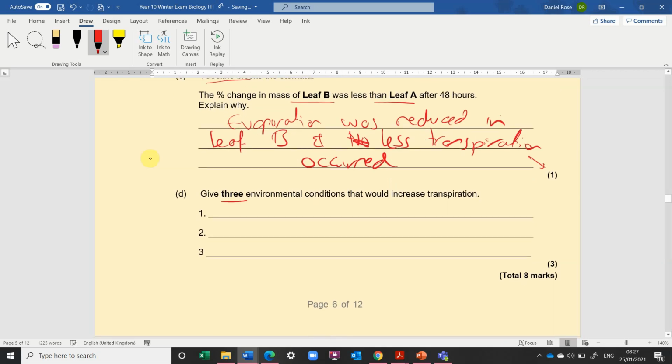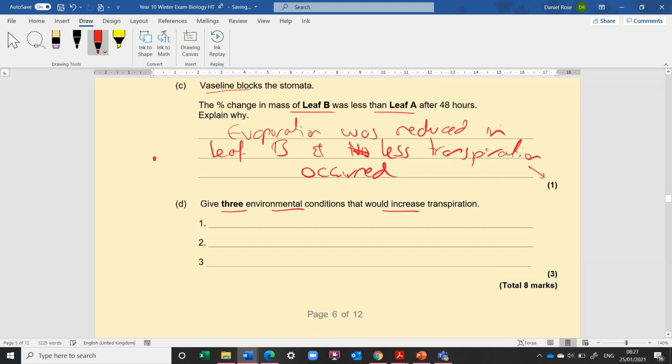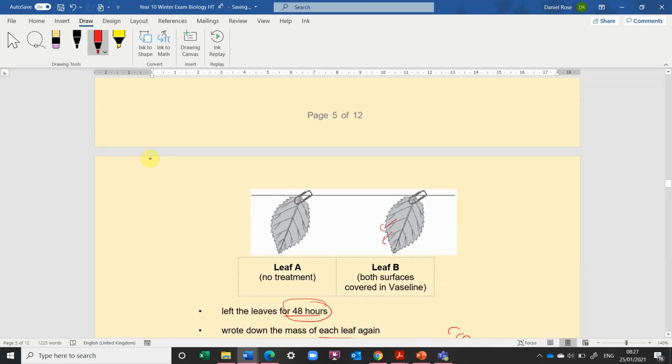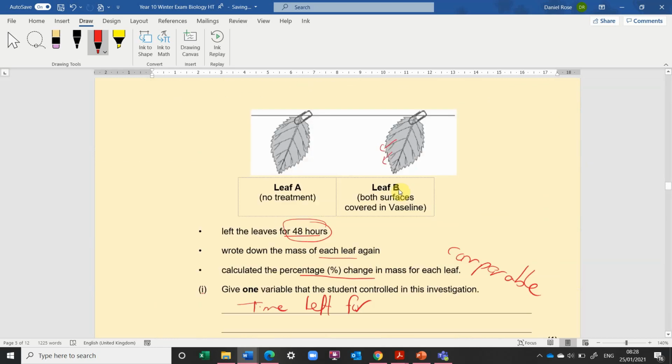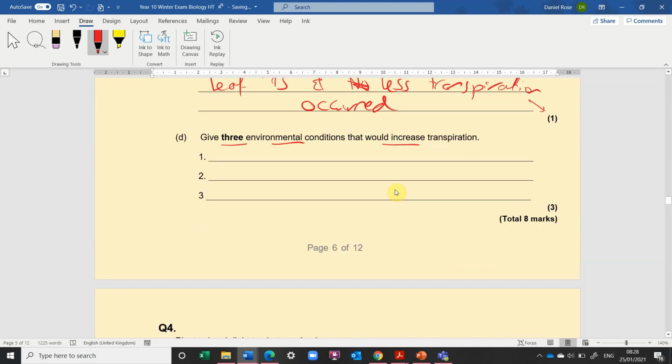Right, give 3 environmental conditions that would increase transpiration. Well, what's going to speed this up? We've already seen it. Well, how hot it is. But lots of people would just say things like hot, higher. So I'm going to make it really clear: higher temperatures, a higher wind speed, because that reduces humidity, and also to go with that same idea, a lower humidity.